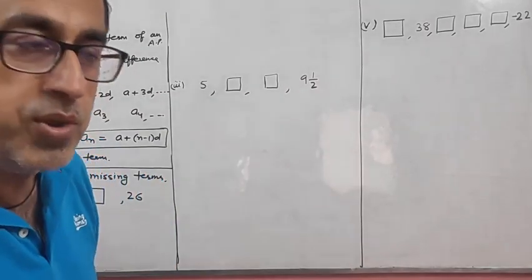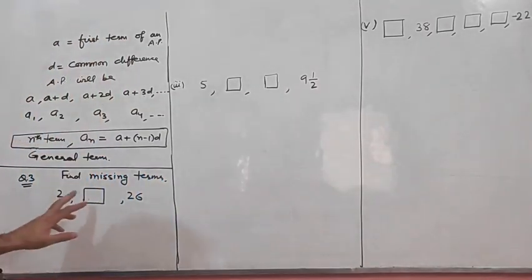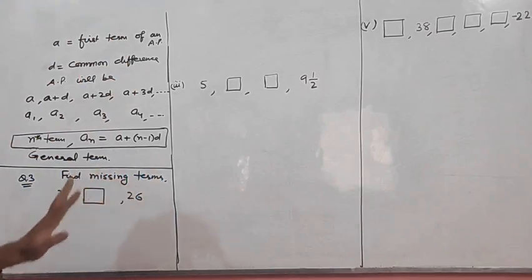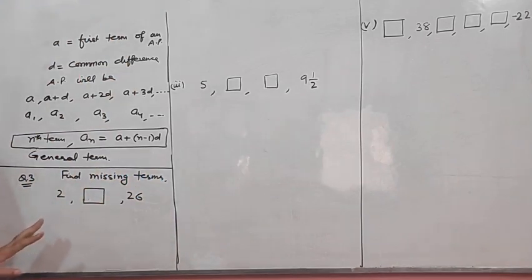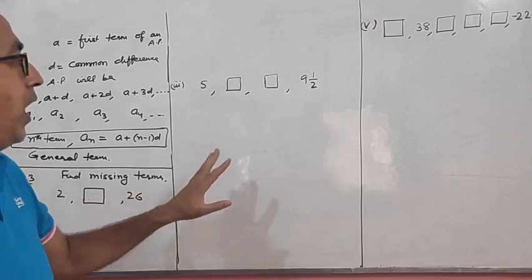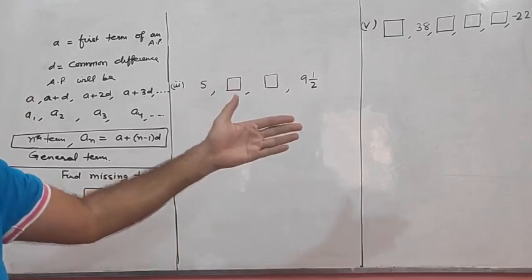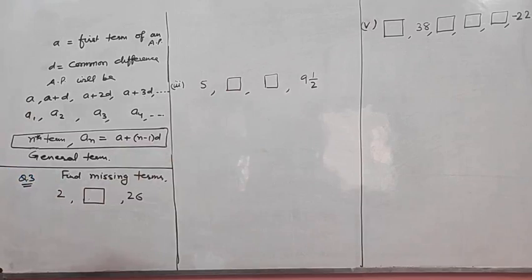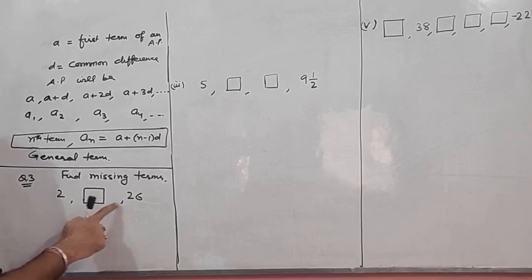Now next, question number 3. Find the missing terms. In question number 3, there are 5 parts. I will do 3 of them. The remaining 2 are your homework. We have to find the missing terms in the sequence: 2, a missing term, and 26.